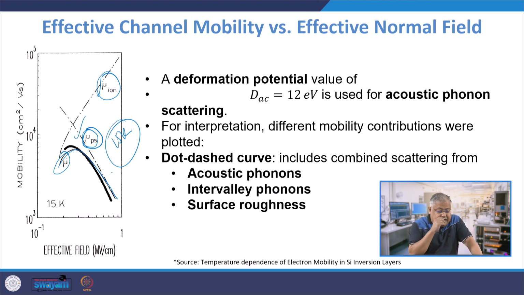At 15K, what we have seen is the phonon, acoustic phonon and surface roughness mobility starts to fall down, whereas the ion implanted mobility starts to rise up, right, and we have discussed the reason for that. That is the reason why the mobility initially goes up and then drastically falls down at 15 Kelvin.